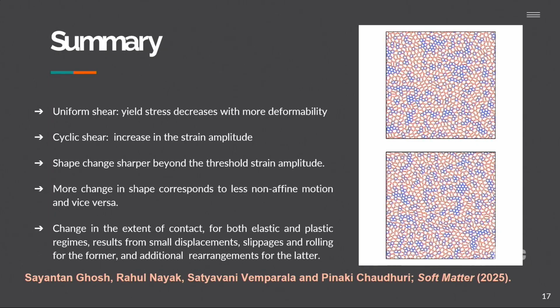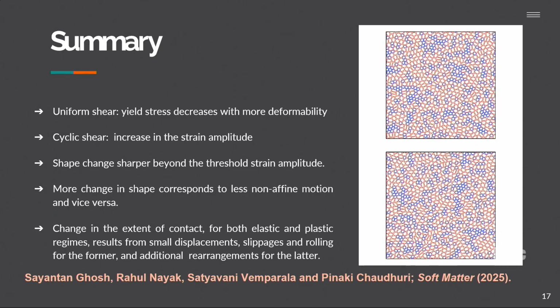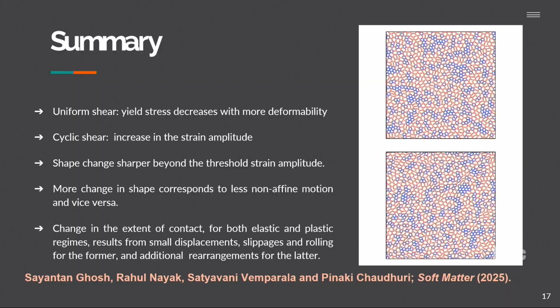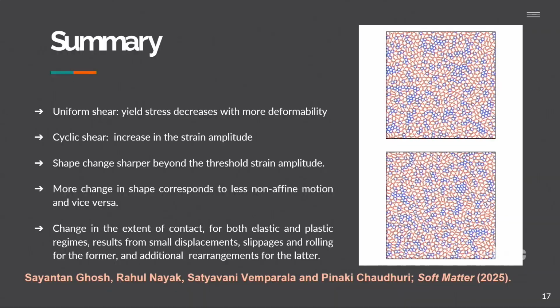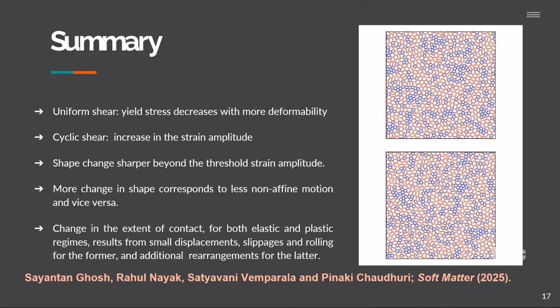So the top is the unyielded case, and the bottom is the yielded case. Both are for the more flexible rings, k theta equals 10.